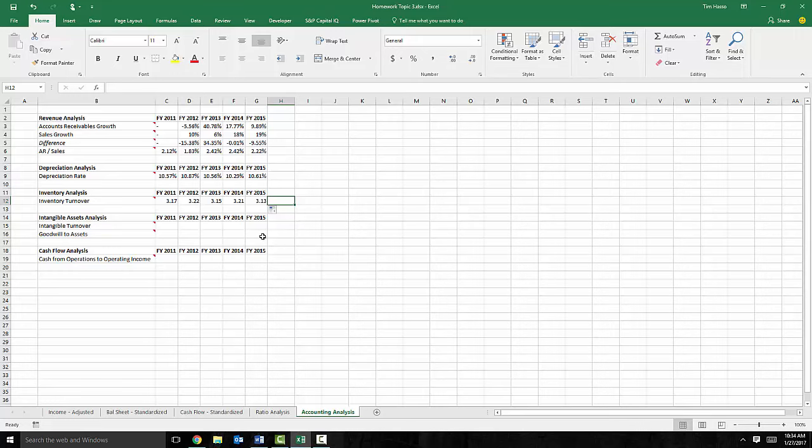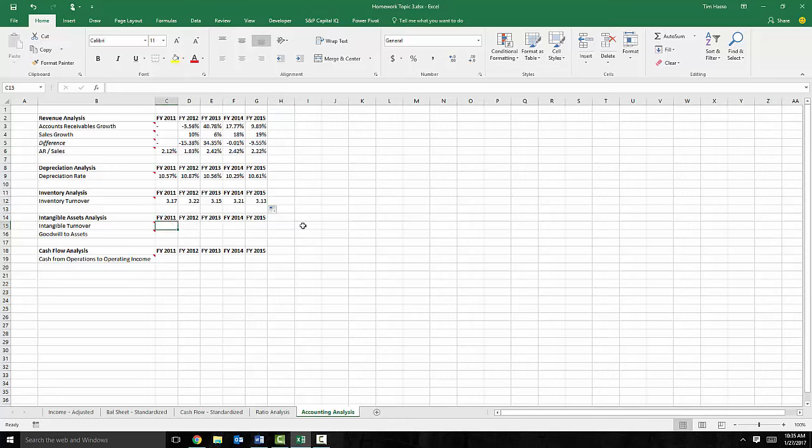Next step is the intangible asset analysis. Intangible assets is again one of those areas where it's very easy to play around with the figures, because the valuation of those is very, very hard, since they're not physical assets that usually have a readily available market. Here we're going to be looking at two different aspects. One of them is intangible turnover and the second is goodwill to assets. Intangible turnover will tell us how efficient we are at using our intangibles to generate sales. So what we're going to be looking at is revenue divided by intangibles.